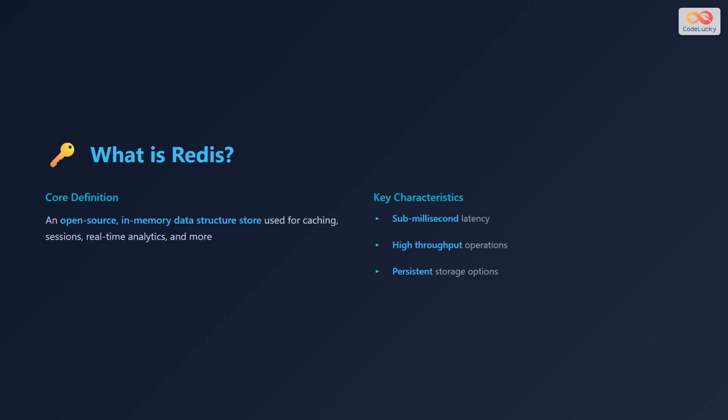Redis stands for Remote Dictionary Server. It's an open-source, in-memory data structure store. Think of it as a super-fast database that lives in your server's memory instead of on a disk. Redis provides sub-millisecond latency, meaning responses happen in less than 1/1000th of a second. It delivers high throughput, handling thousands of operations per second. And importantly, Redis offers persistent storage options, so you don't lose your data if the server restarts.